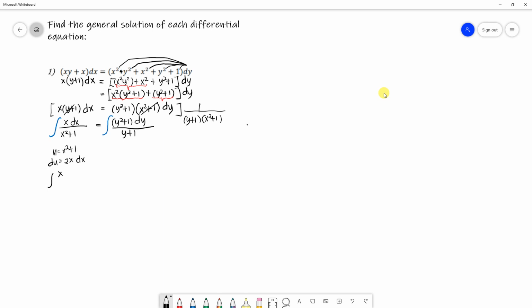Kasi mangyayari dito, sa left member, x, replacing dx with this equation, we have du over 2x. So, yung kailangan matanggal, divided by x squared plus 1, is already our u. So, pag sinimplify natin to, 1/2 integral of du over u na lang. So, may integrate na natin.